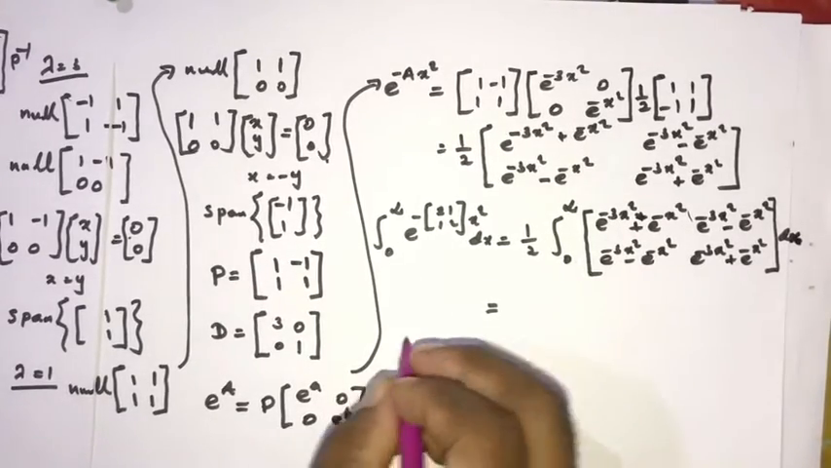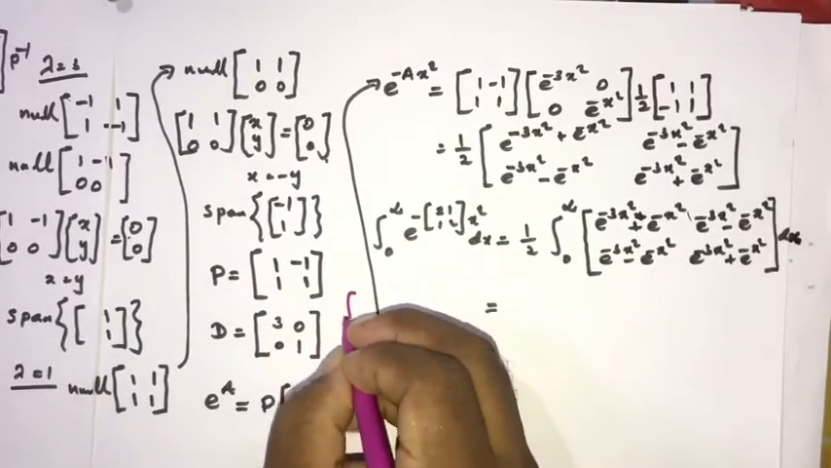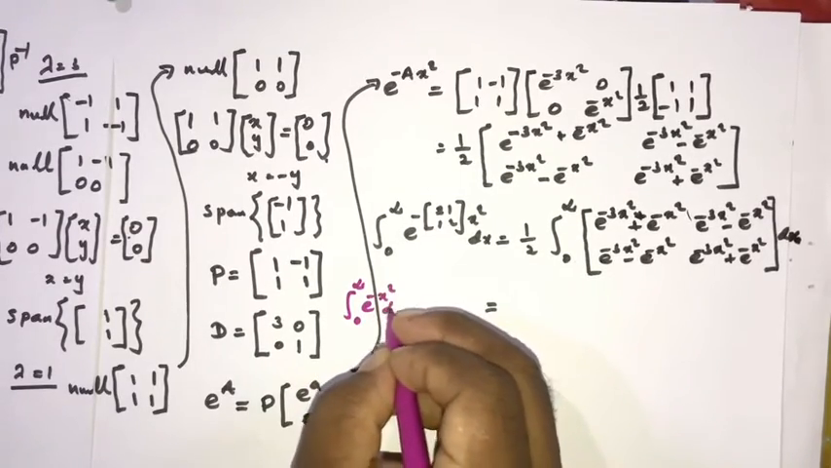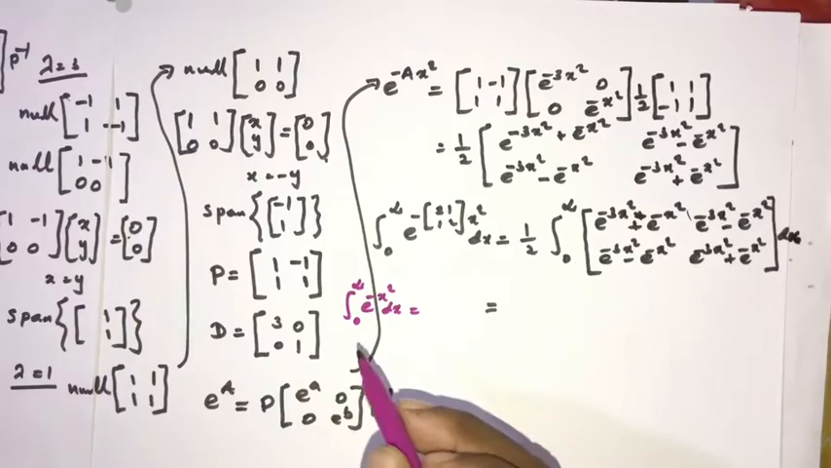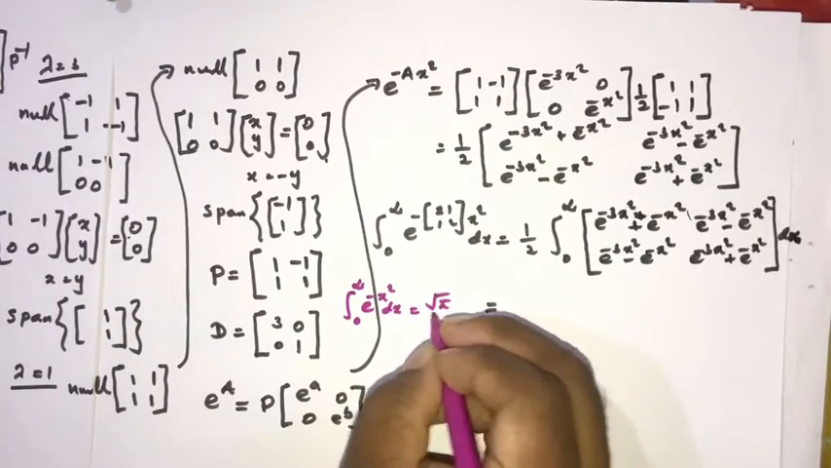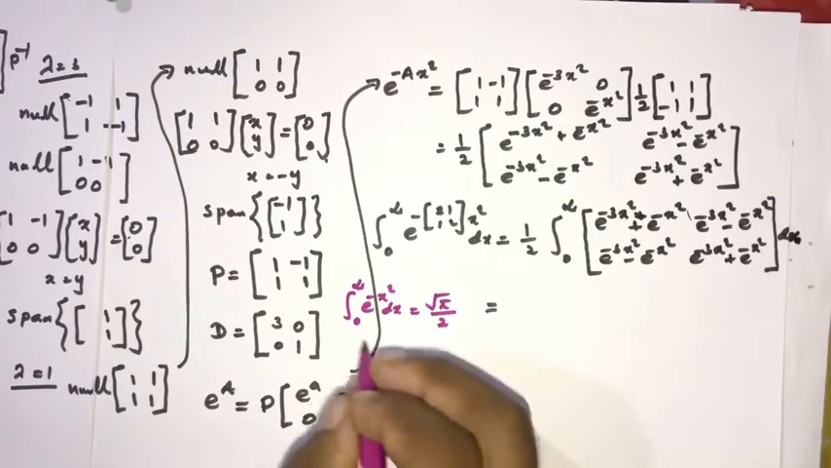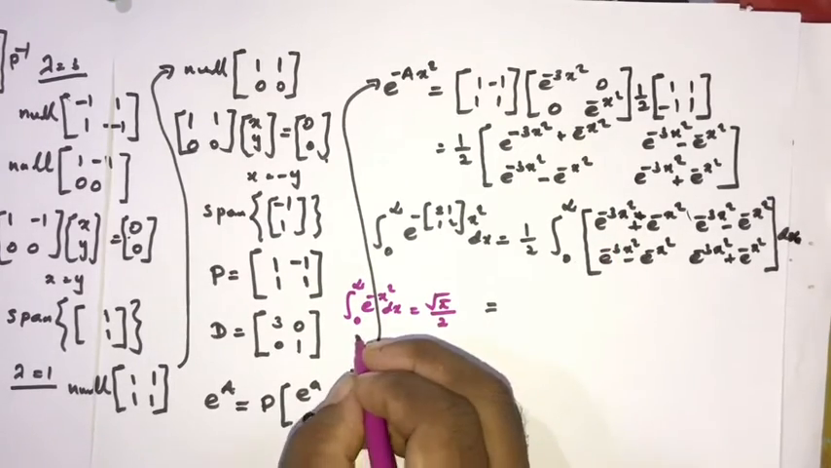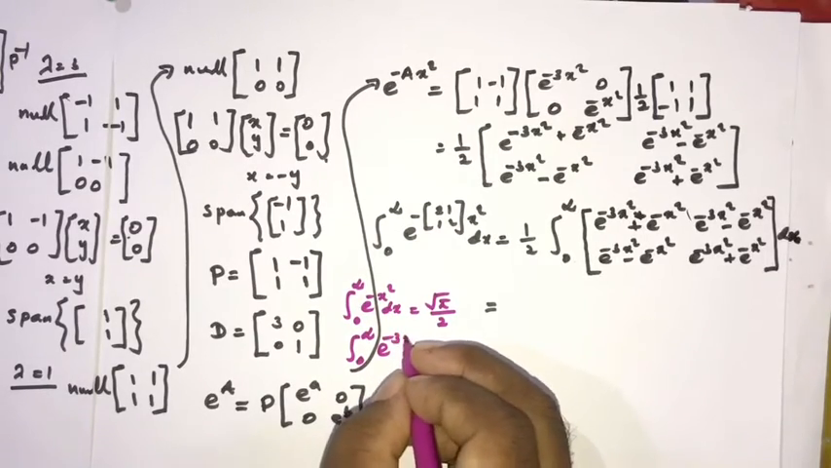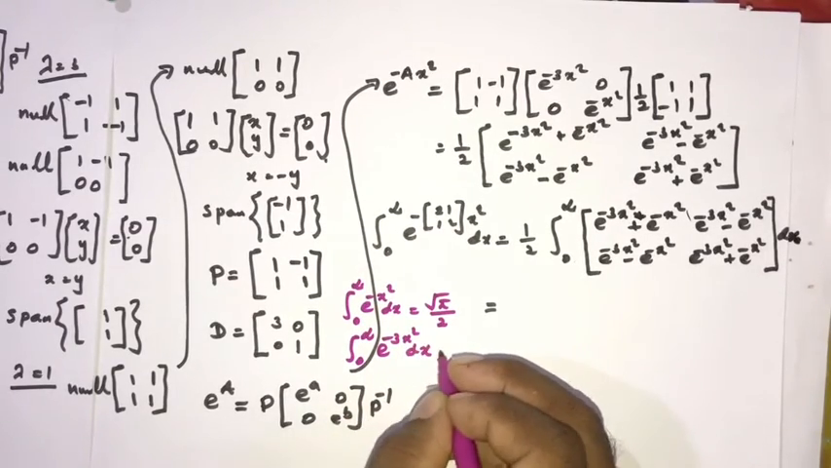The integral from 0 to infinity of e to the minus x squared dx is a very famous integral, the Gaussian integral. We know the answer is square root of pi over 2. Also we need the integral from 0 to infinity of e to the minus 3x squared dx.